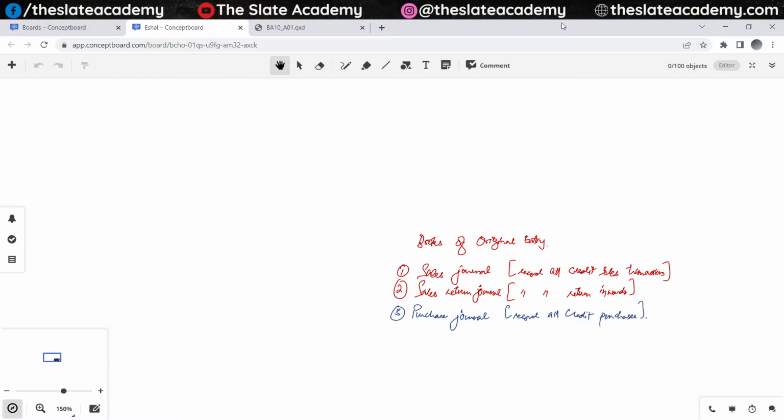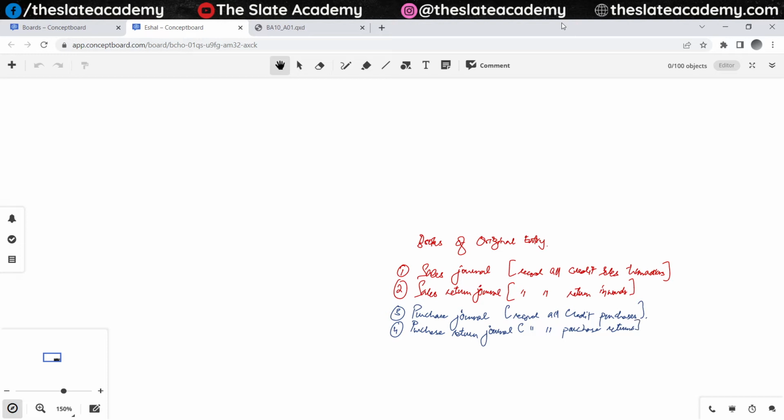And then we have got the purchase return journal, in which we record the return outwards. Record all purchase returns here, return outwards.